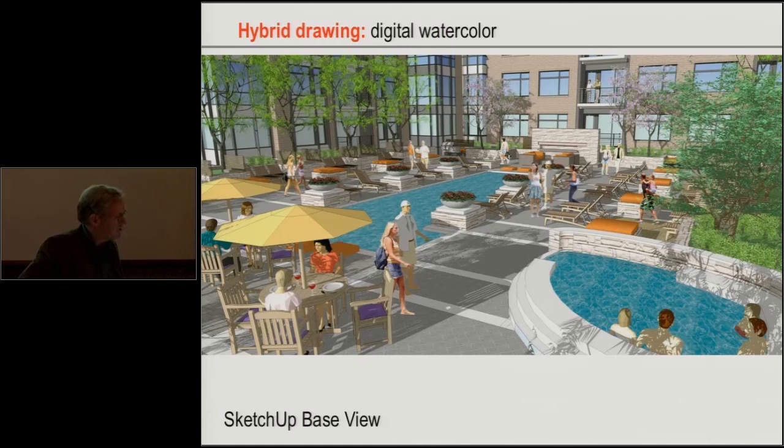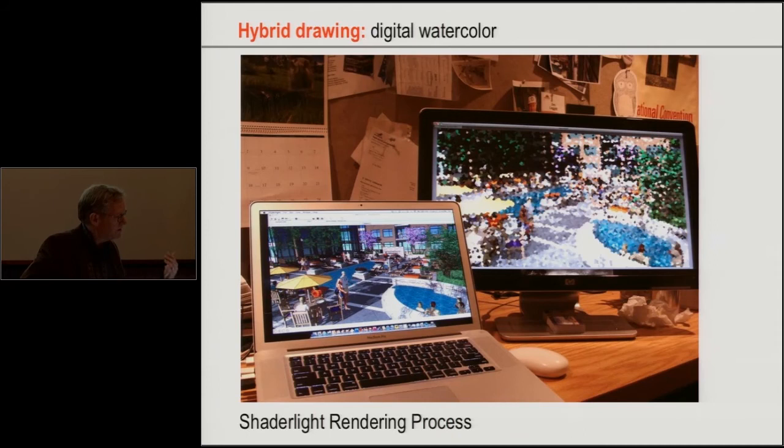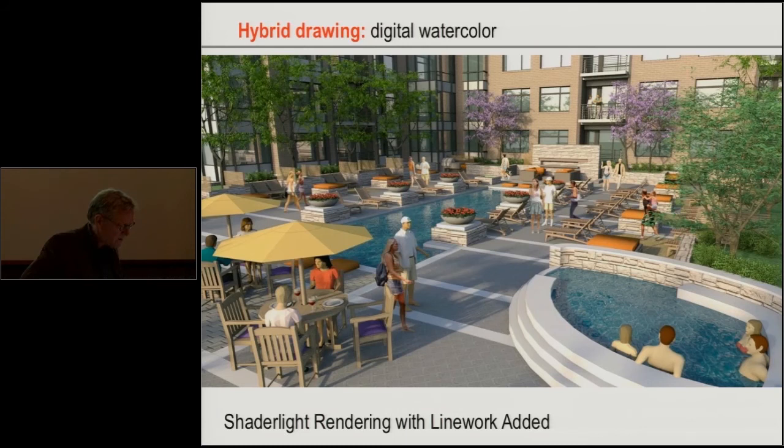Now from this scene here, I exported the line work, and then I rendered the scene in Shaderlight. That's the picture of the whole rendering process happening. And this is what it looked like after I got done with the rendering process. It only takes about 20 minutes to do. It's nothing to do. But nice quality of light. Now you can see the reflection on the glass, and there's a reflection on the swimming pool. You can see the water has a reflection to it, and it has a much better quality to it.